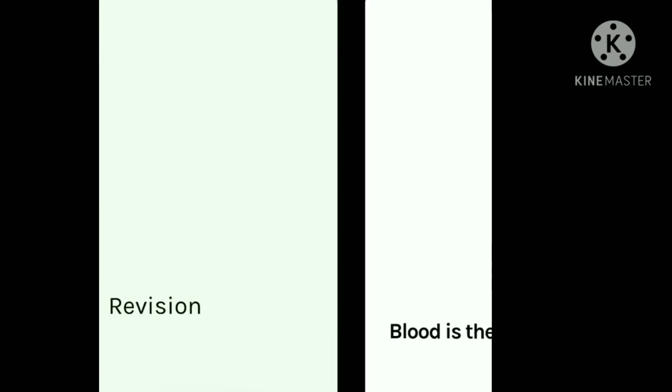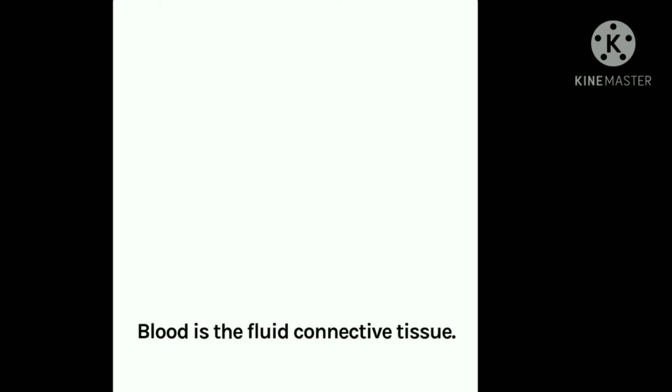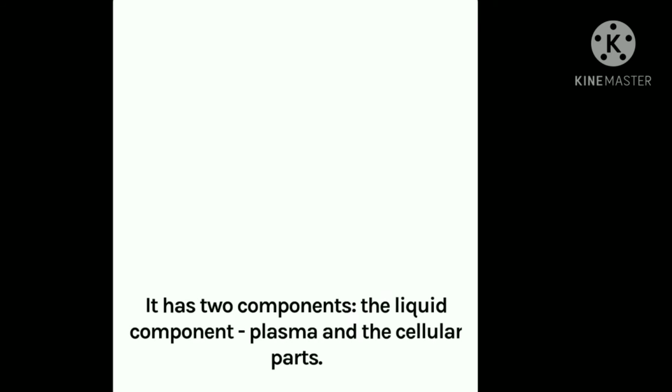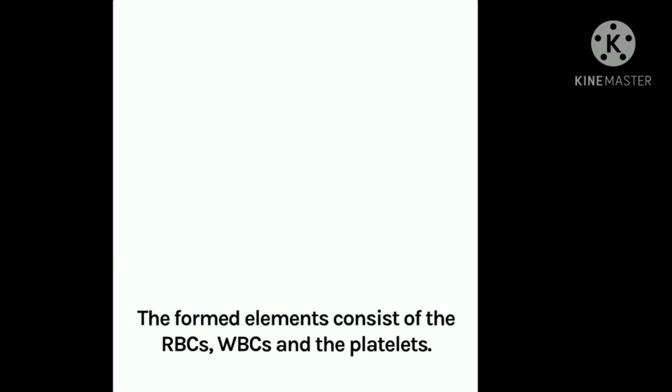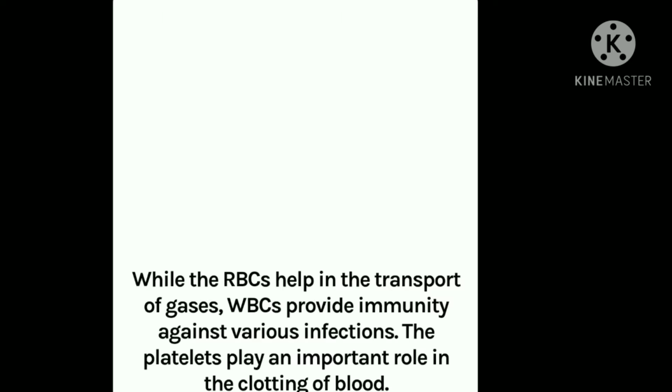Okay, now we will take a review: blood is a fluid connective tissue. It has two components, the liquid component plasma and the cellular part. The formed elements consist of the RBCs, WBCs and the platelets.